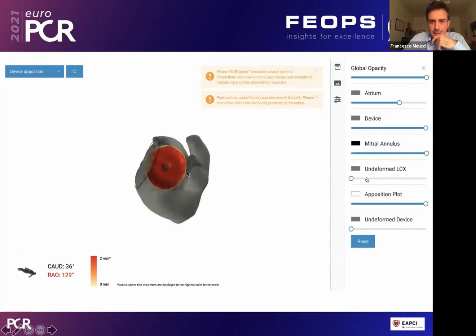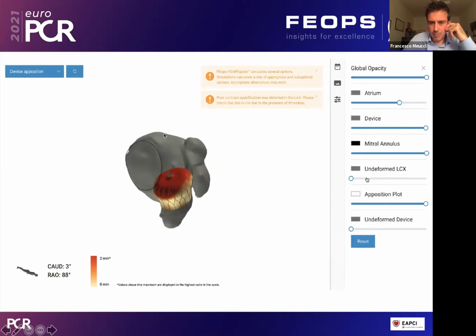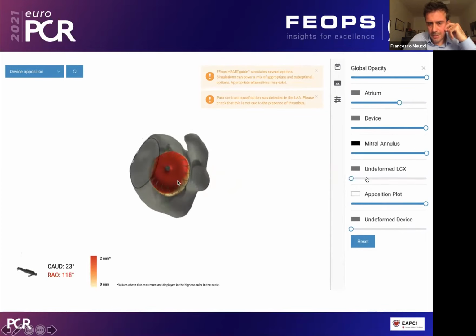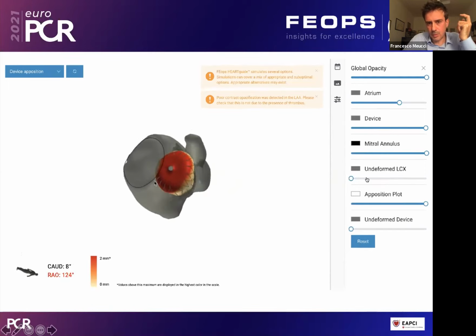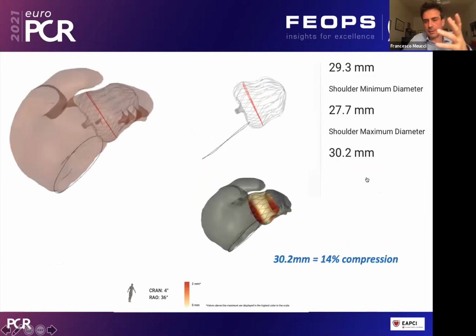This is the other simulation, just to see if there is any problem with the pulmonary veins, and in the end we decided that we could try. The other measure is the device compression, 14%, which is good enough to make it a choice for the case.